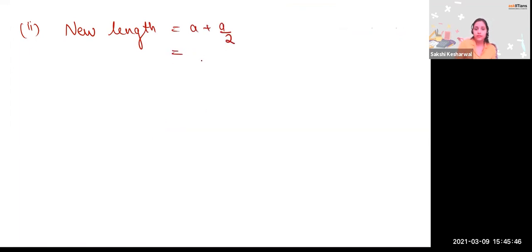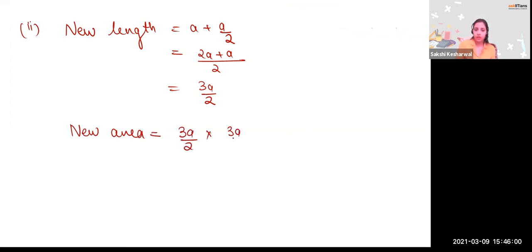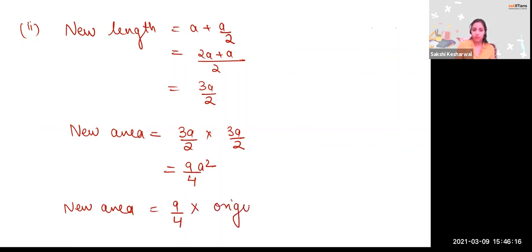So if you take the LCM, this is going to be 2A plus A, which is equal to 3A by 2, right or not? So the new area is going to be what, beta? 3A by 2 into 3A by 2, right? So this is going to be 9 by 4 A square. So can I say that the new area is equal to 9 by 4 times the original area? Yes or no? Original area?